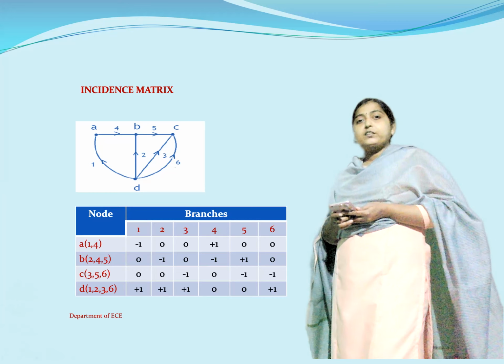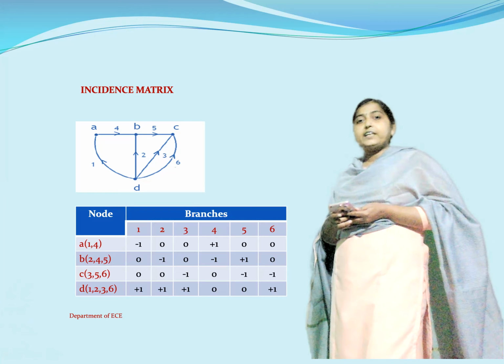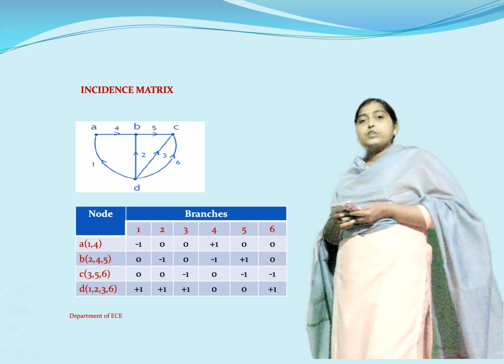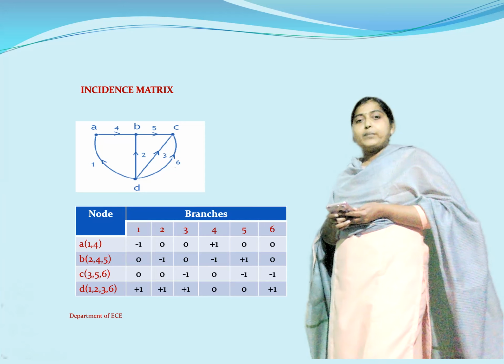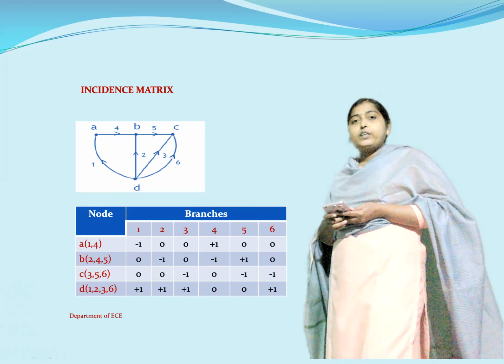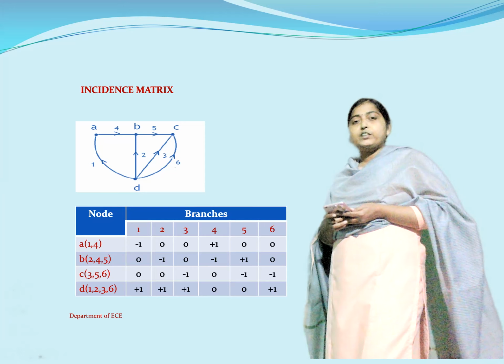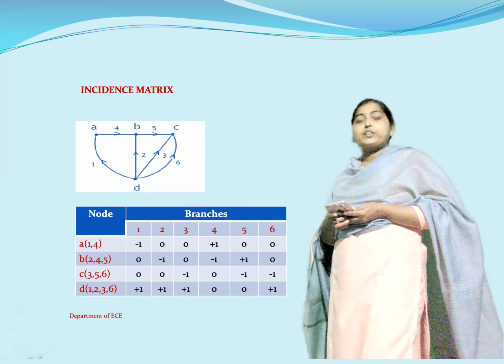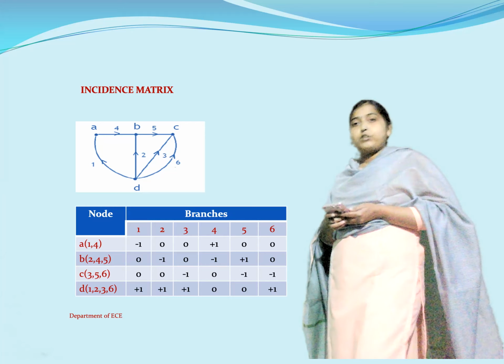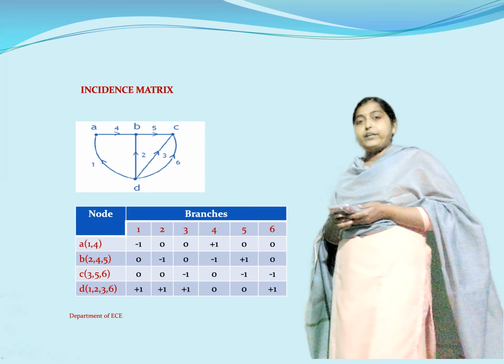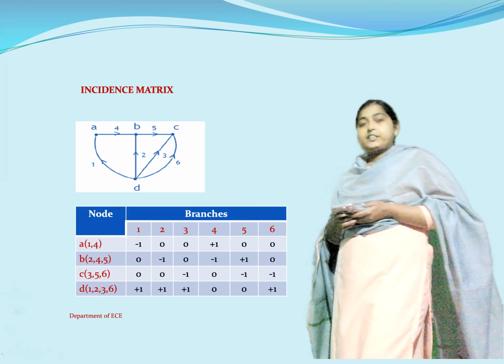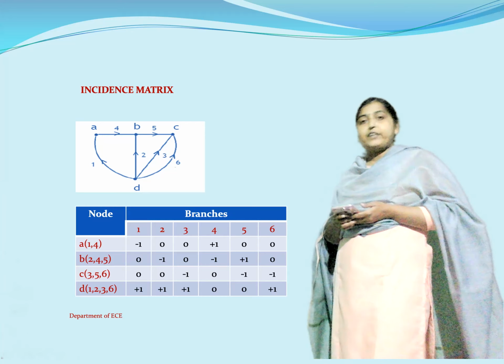Similarly, C is connected to 3 branches, so all these 3 branches have been named here. Similarly, coming to D, D is associated with 1, 2, 3, 4 branches. Those 4 branches are mentioned in the bracket. There is no compulsion that you have to write these branch numbers in the bracket, but it is always easier for you if you write them while writing the incidence matrix. So we'll make a practice of writing this.